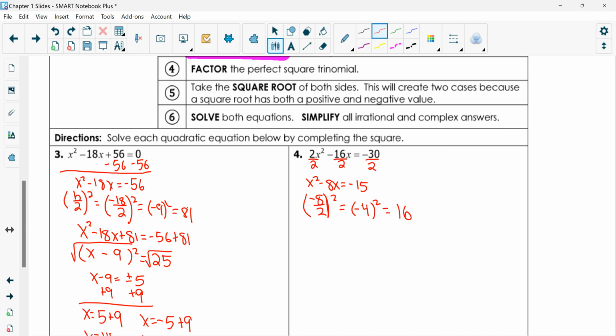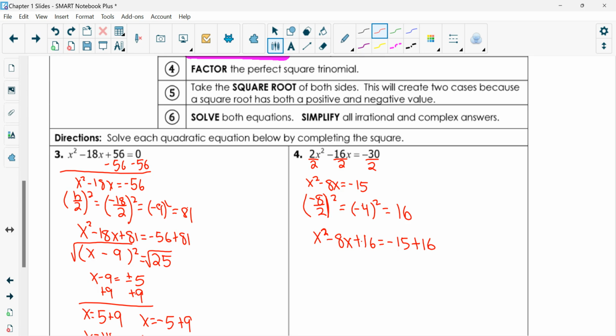All right, so I'm going to have here x squared minus 8x plus 16 equals negative 15 plus 16. This is crazy. What's that even say? That's supposed to be plus 16.